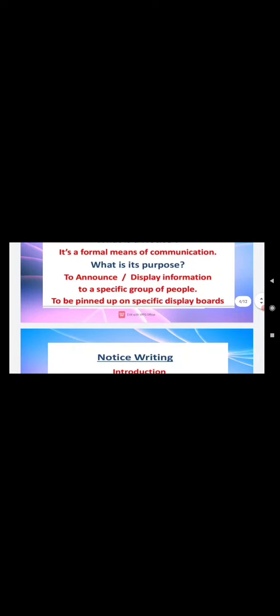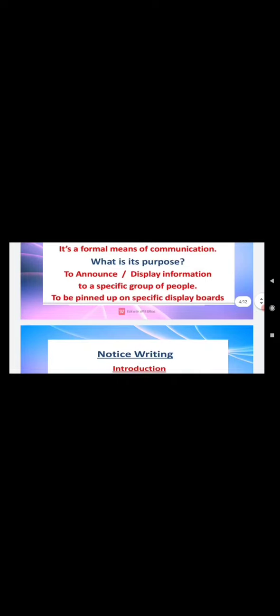Let us see what is notice writing. What is a notice actually? A notice is a very important form of written communication used by individuals and organizations to convey information about functions, events, and occasions, or to announce something that has happened or is about to happen. Usually, the notice is displayed on the notice board.